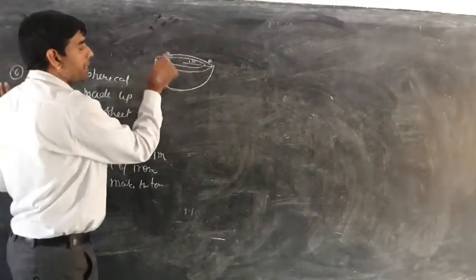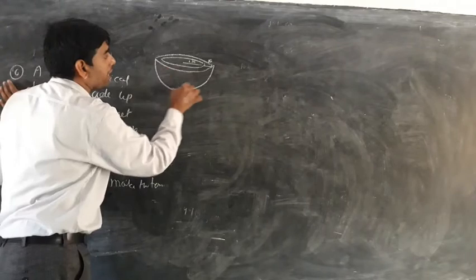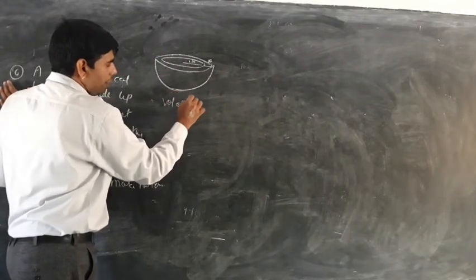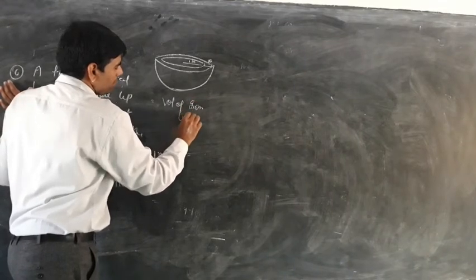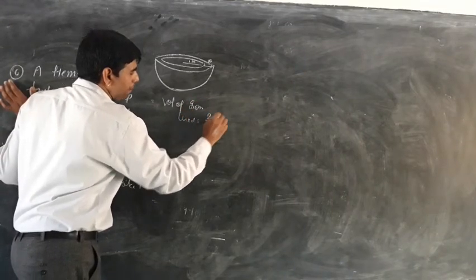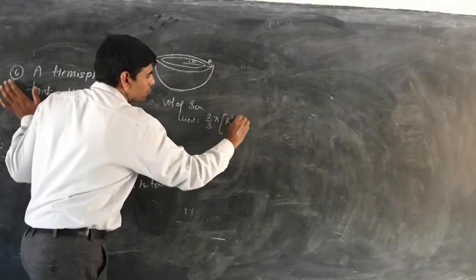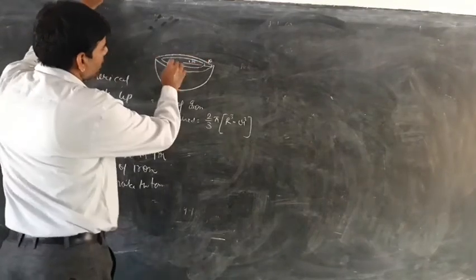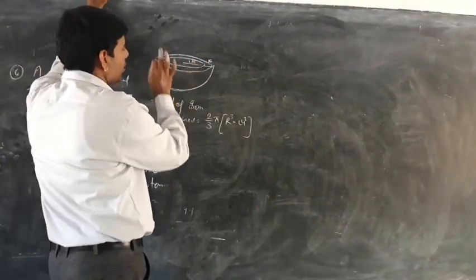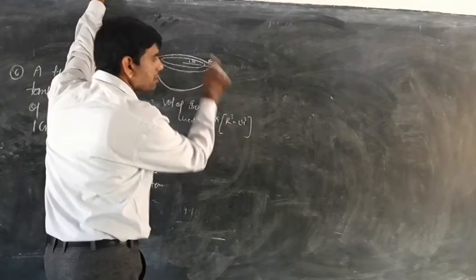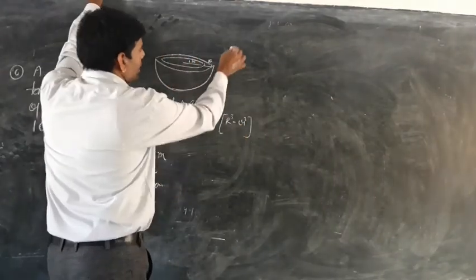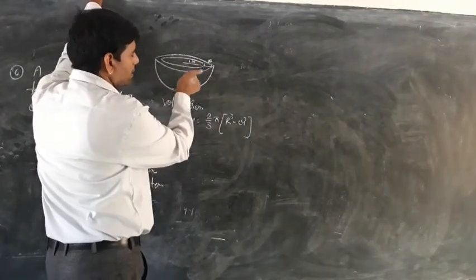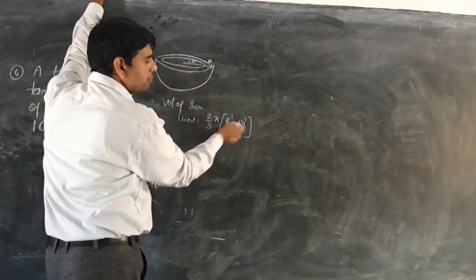This is a circular ring type hemisphere. The volume of iron used is equal to 2 by 3 pi, capital R cube minus small r cube. In the shape of a circular ring, the formula used is R cube minus r cube. In a cylinder, we use pi R square minus r square into h. In a hemisphere, we use 2 by 3 pi, R cube minus r cube.